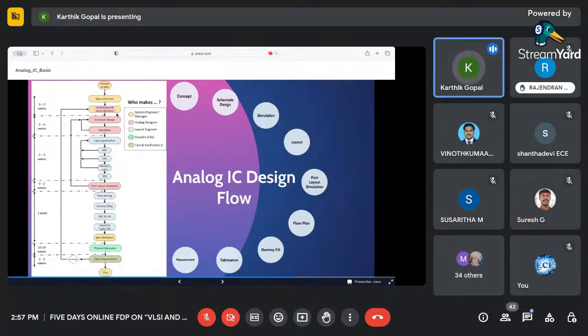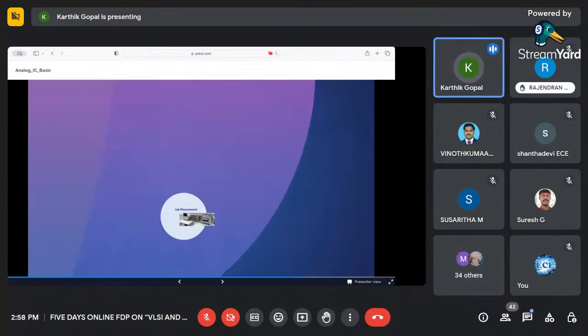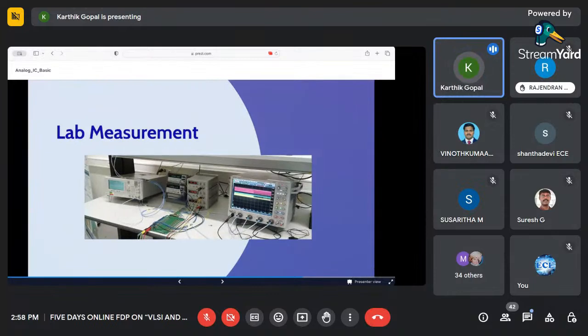Before that, let me show you how a lab measurement is done. This is a typical setup of a lab measurement. This is the oscilloscope, function generator, clock generator, spectrum analyzer. Everything will be there. This is the test board. So they test the chip thoroughly.